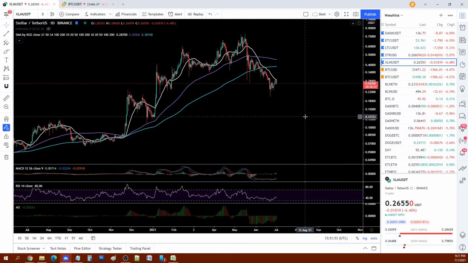Okay, so this is a daily chart fresh from the Binance cryptocurrency exchange. I'm using Binance this time because it has the most volume for the USDT pair.